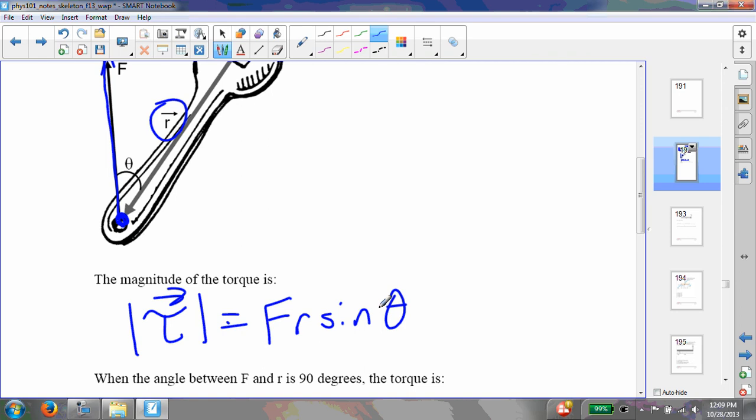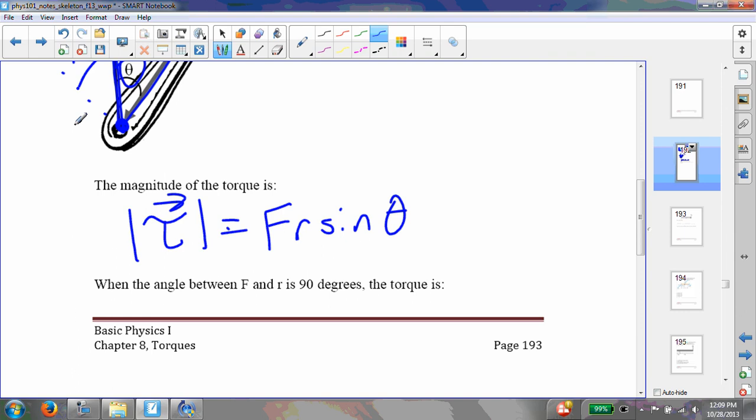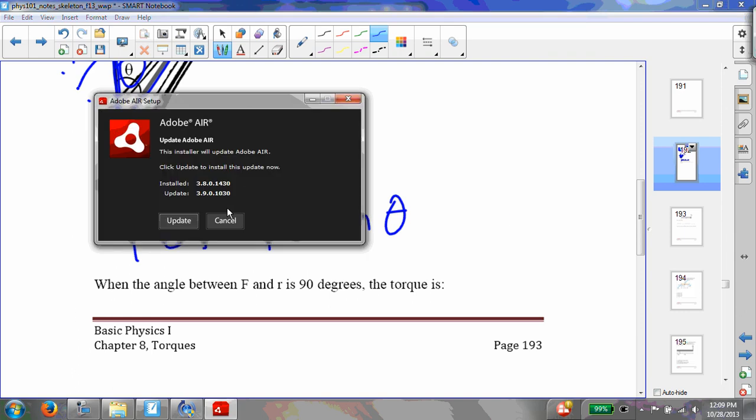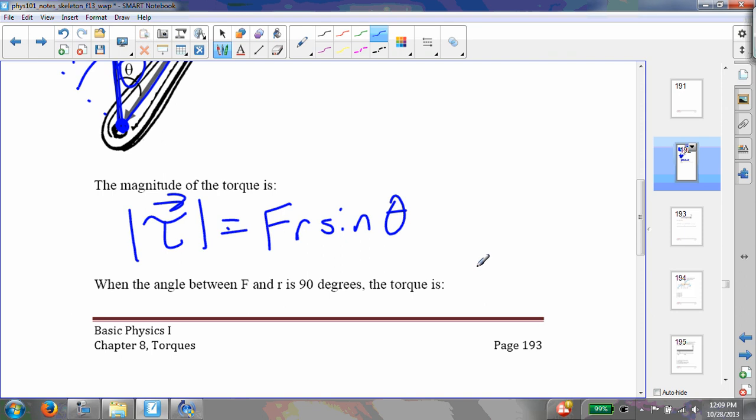We calculate it in this way, Fr times sine theta, where theta is the angle between the moment arm and the force. So for example, theta is here between the moment arm and the force. Theta is not this angle, right? That is not theta, because that's not between the force and the moment arm. That's between the force and a line that's perpendicular to the moment arm. Now, when the angle between F and r is 90 degrees, then we know that the sine of 90 degrees equals 1. So if these two are perpendicular, then the torque is just equal to F times r.